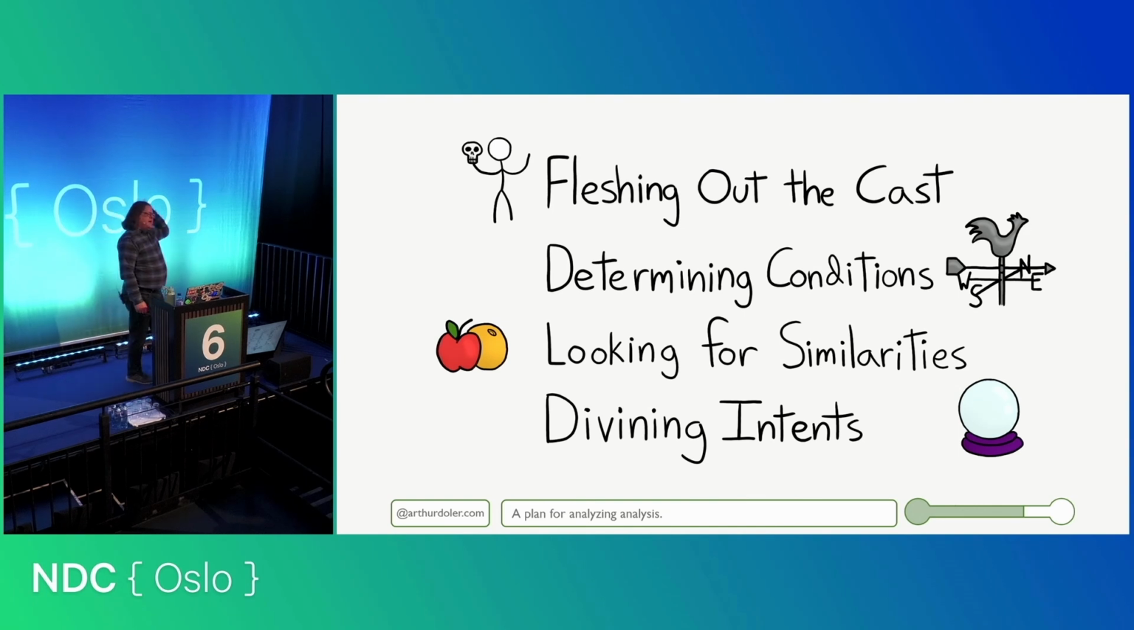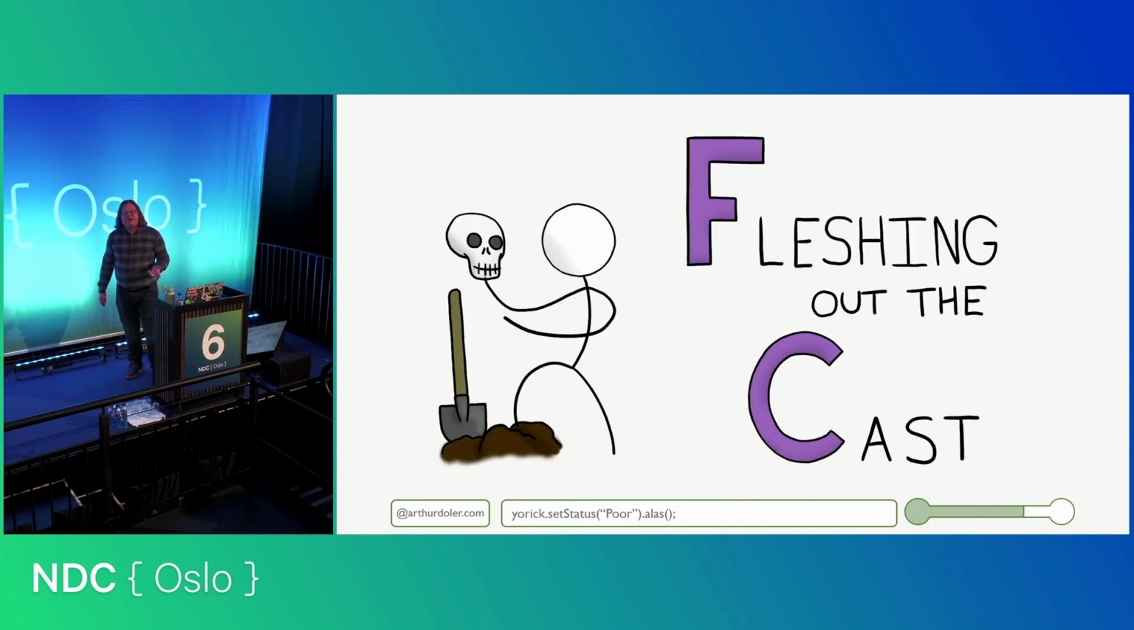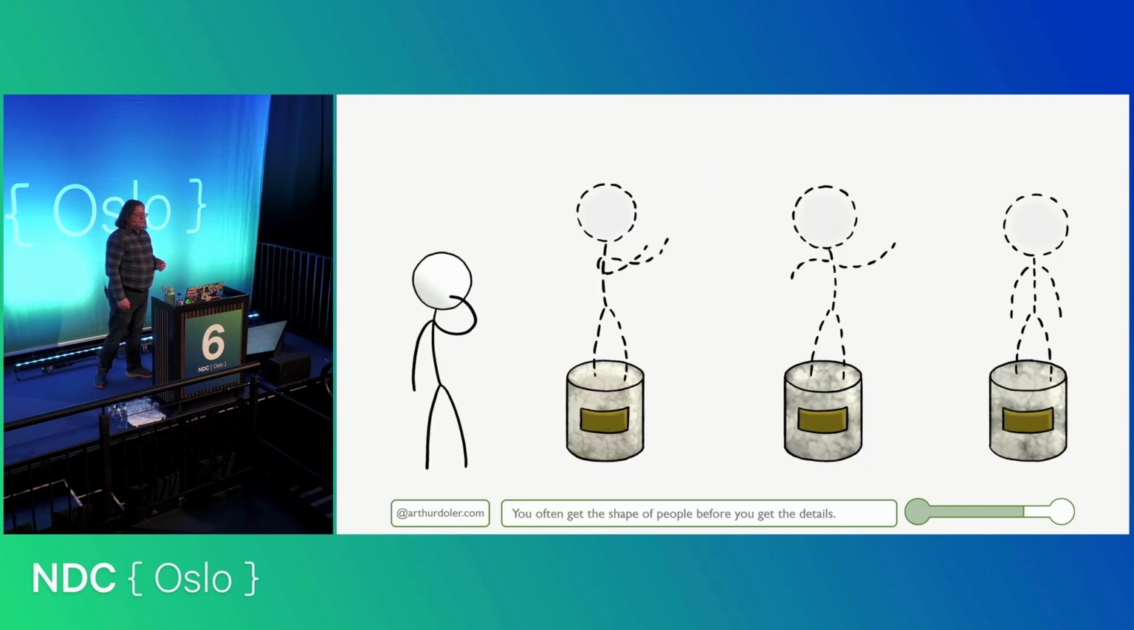So we're analyzing the code by doing all of these. The first is fleshing out the cast, working through the developers on the system. Who were or are the people involved in writing that code? What are their tendencies and habits? What are their tastes?